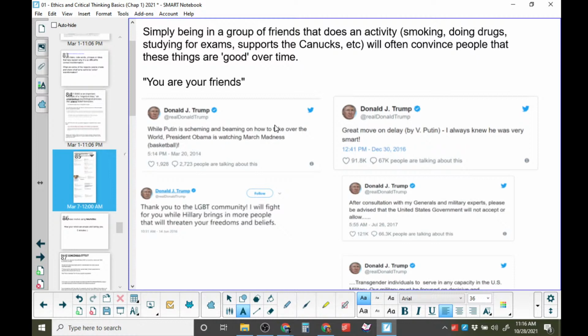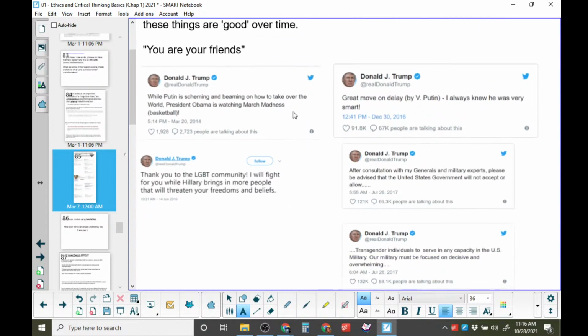I like how it mentioned candy, and we are into favorites like that. You are your friends. I just like this comparison. These are from two different dates, 2014 versus 2016. While Putin is scheming and beaming on how to take over the world, President Obama is watching March Madness. Putin bad. 2 years later, great move on delay by Vladimir Putin. I always knew he was very smart.